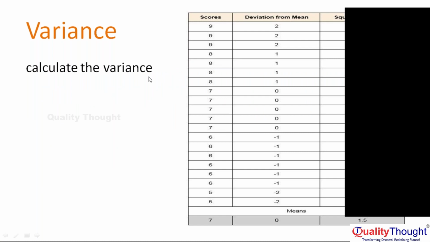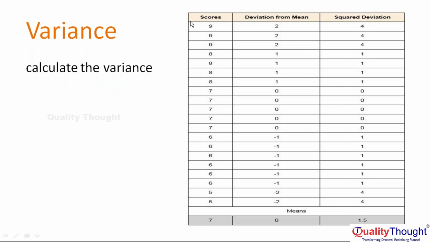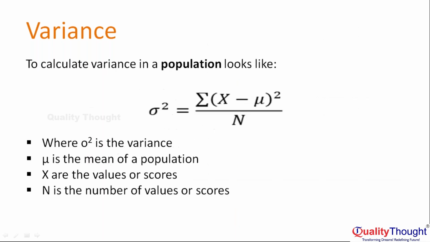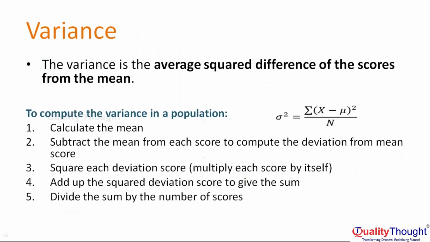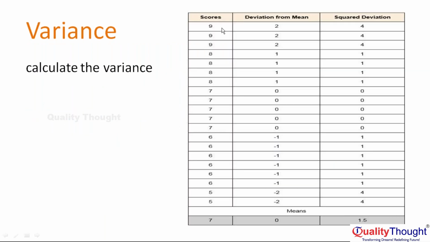So I'm trying to calculate the variance. Okay, you can see the scores 9, 9, 9. Why 9? Here you can see 9 has come for 3 people, right or wrong? 8 came for 4 people. That's why I'm listing out all the stuff. And the mean of all these scores is 7. Mean I'm talking about, and the deviation from the mean of each score.